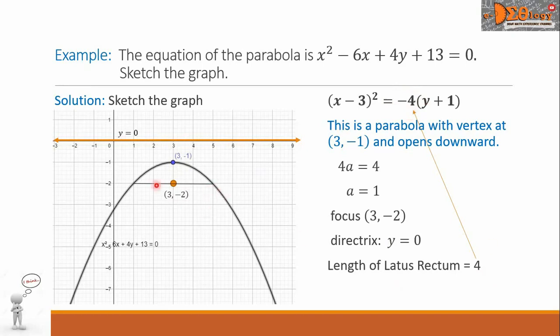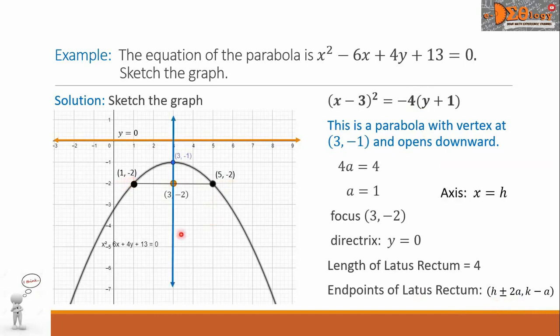In our graph, this is the latus rectum. We can take the endpoints of the latus rectum using this formula, (h plus or minus 2a, k minus a). So the endpoints are the points (5, negative 2) and (1, negative 2).